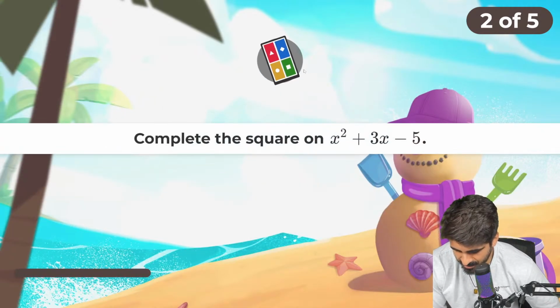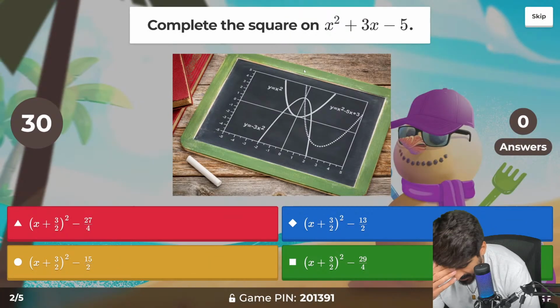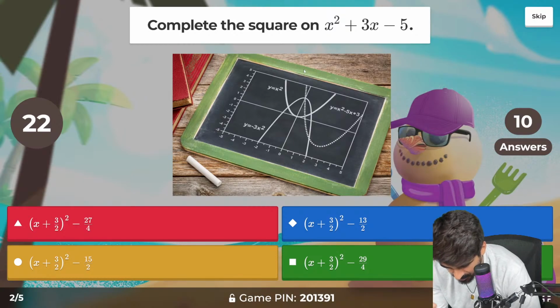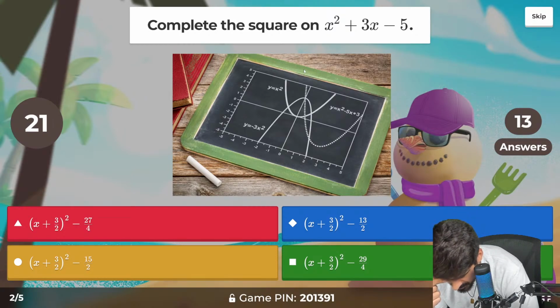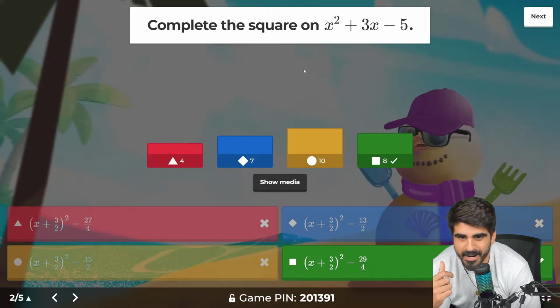Next one. Complete the square on this. Oh, no. Oh. Oh, no. Wait, what? Oh. No. Yeah. I think that's right. Okay, but now I'm in 5th place.